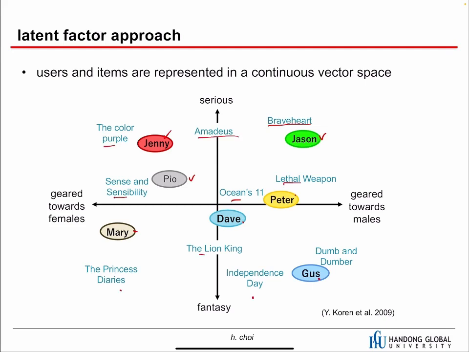Okay, so in this space we can actually see who is similar to whom, and also we can see the dissimilarity, the distance between the user and the item. So based on this distance in this latent space, then we can do whatever we want.